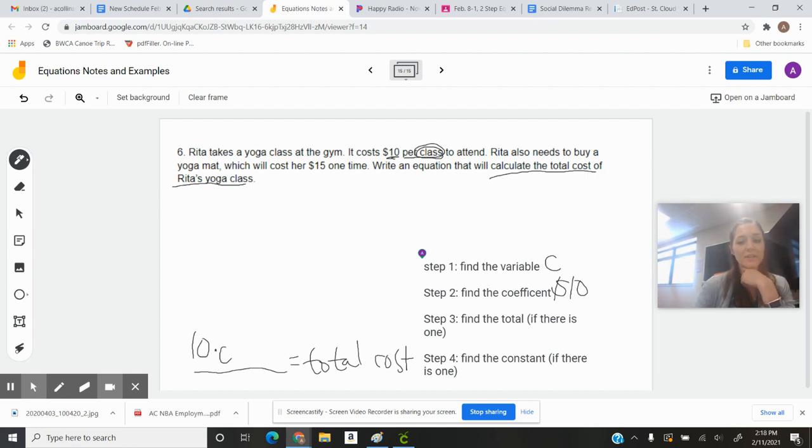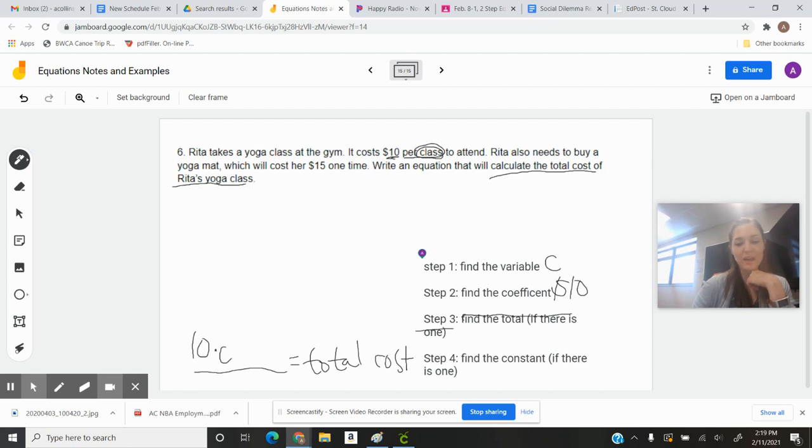All right, now I need to see if there is a total. Well, remember in this one, we're looking for the total. That's what we're trying to calculate. So there is no total in this word problem that will help us out. That's what we're looking for. That's the unknown part still.